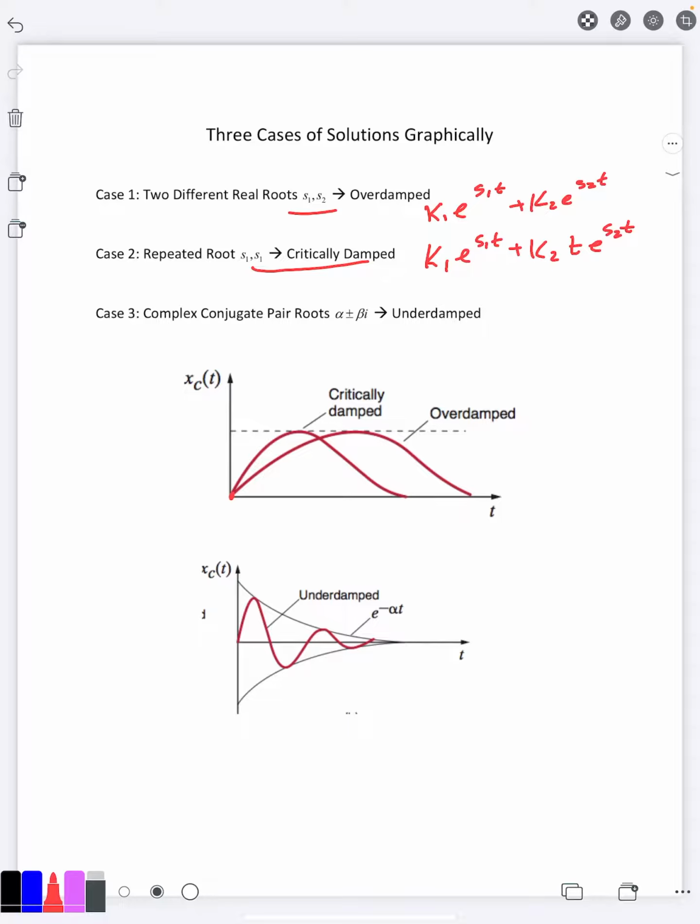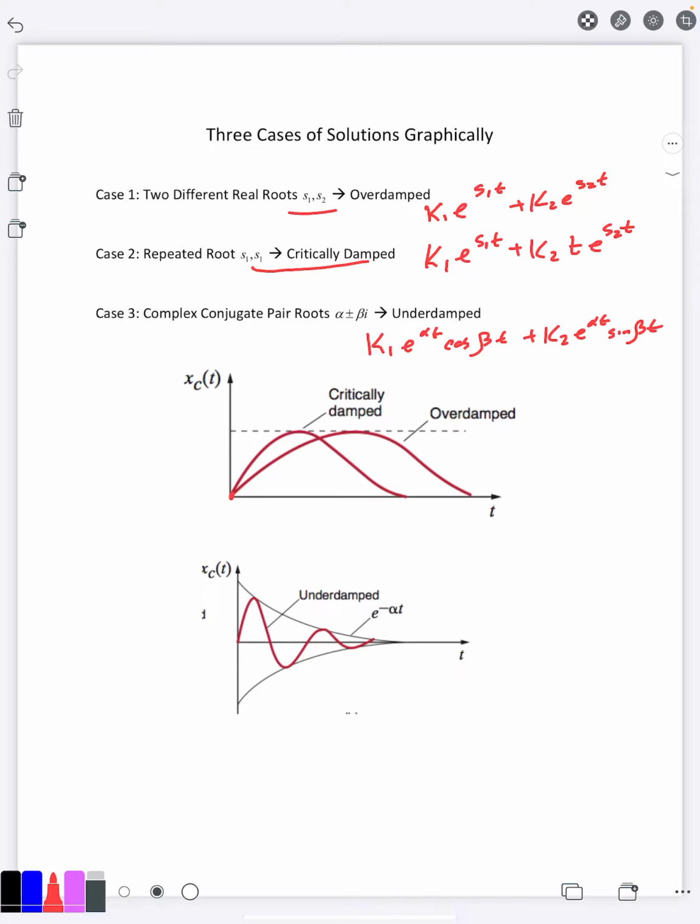But in the third case, that's where you're going to get e to the alpha t cosine beta t, and then e to the alpha t sine beta t. Again, the alpha is negative here, or the way we show it in the graph here, put e to the negative alpha t. As long as you understand that it's going to be a negative exponent, all three of these cases are going to have a negative exponent because the transient response is always going to go to 0.